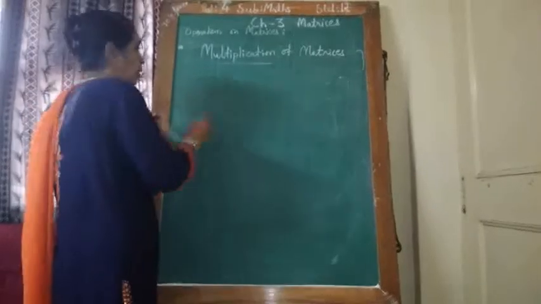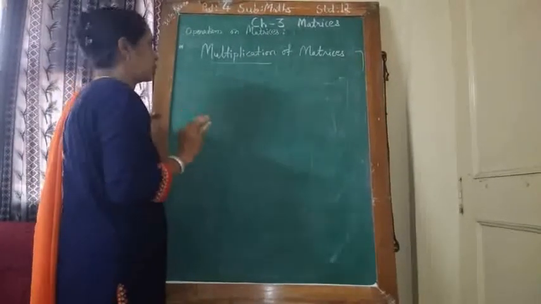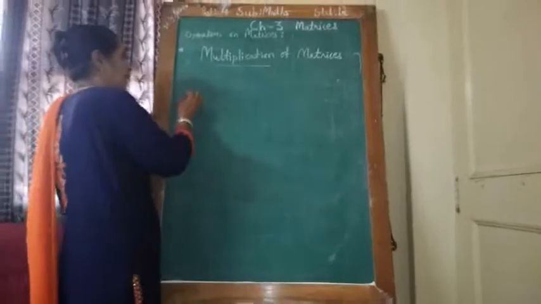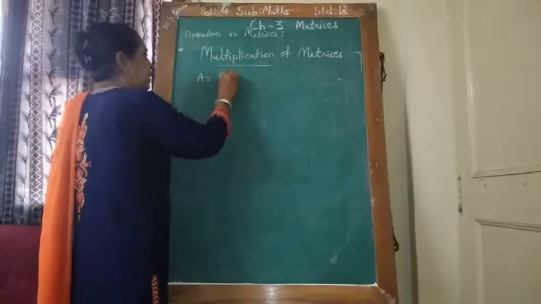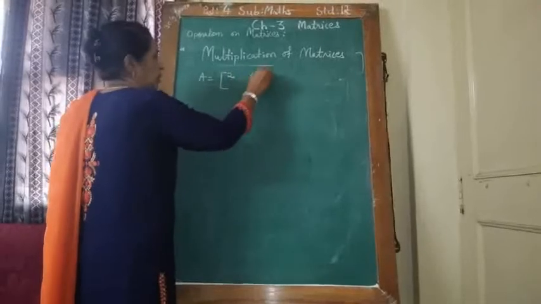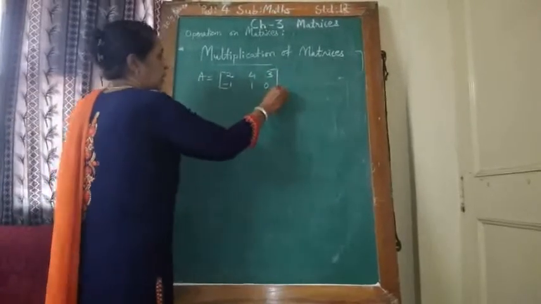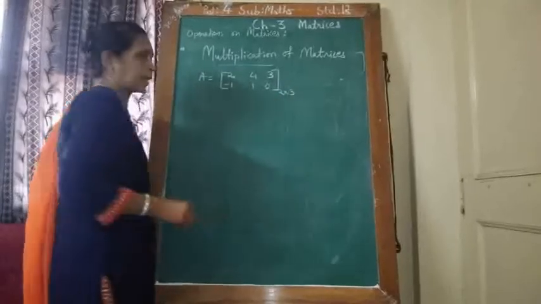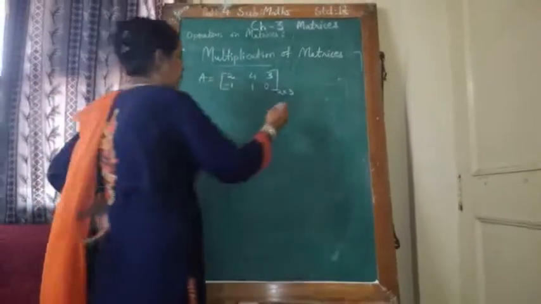It is not an easy way. Many students make mistakes in multiplication of matrices. For that I take one easy example. Suppose I write 2, 4, 3, minus 1, 1, 0 as matrix A, of order 2 cross 3. I explain this by taking some examples so that you can understand very well.